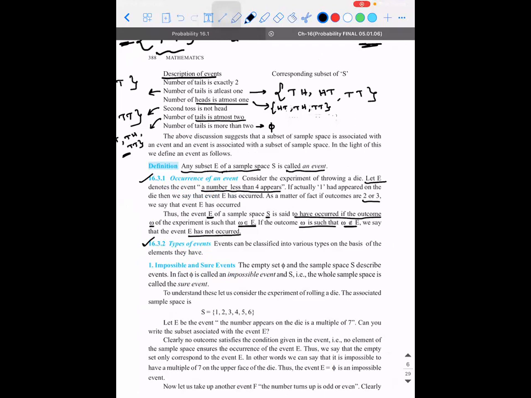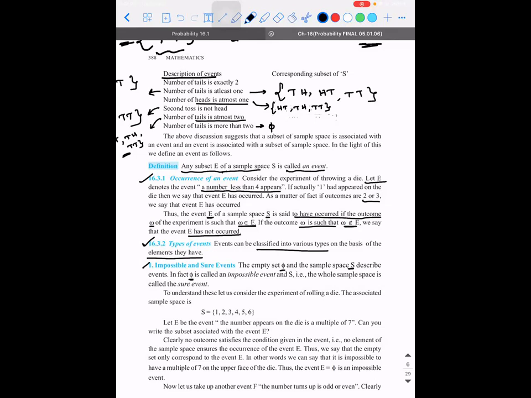So events are basically classified into various types on the basis of the elements they have. First is impossible and sure event. Okay. So impossible and sure event. When I say impossible event, it is not possible, right? Means the output will be a null set. When I say it's a sure event, it will be the sample space. Okay. The empty set null phi and the sample space S describe the events.